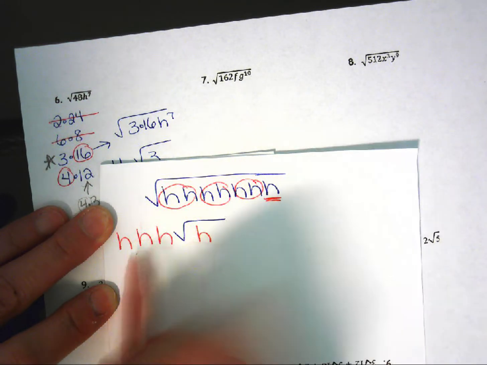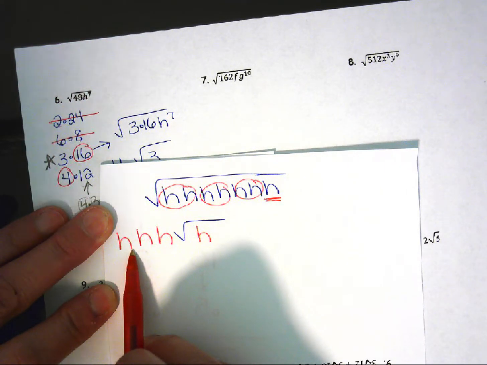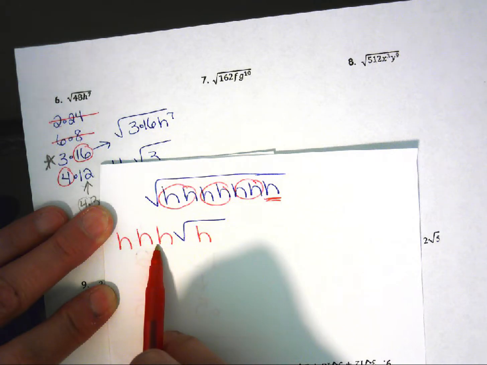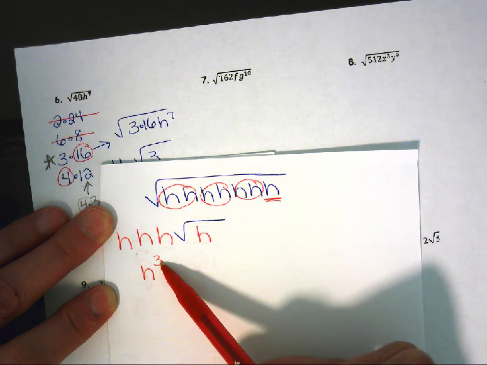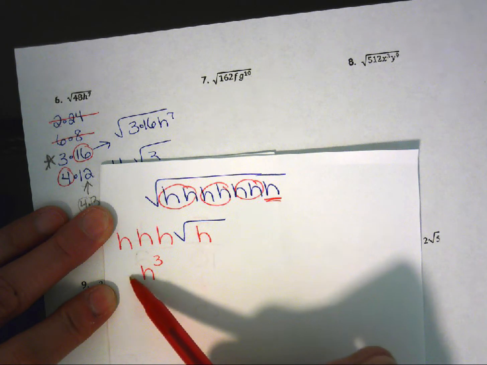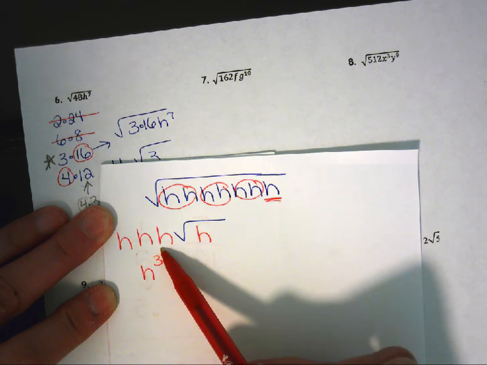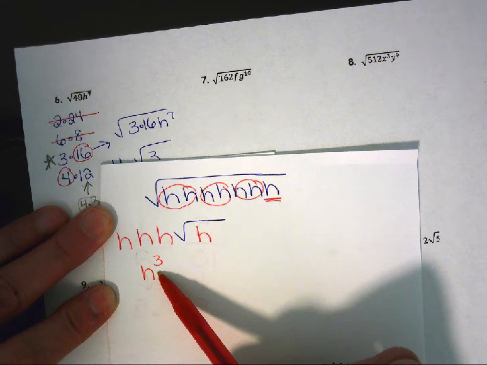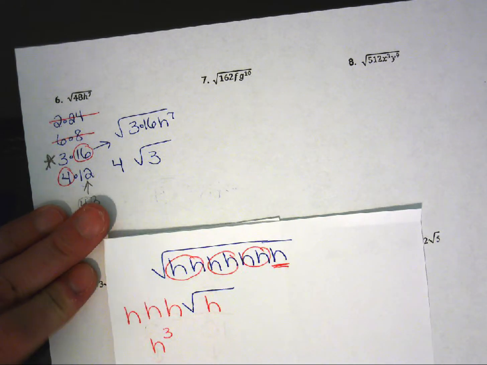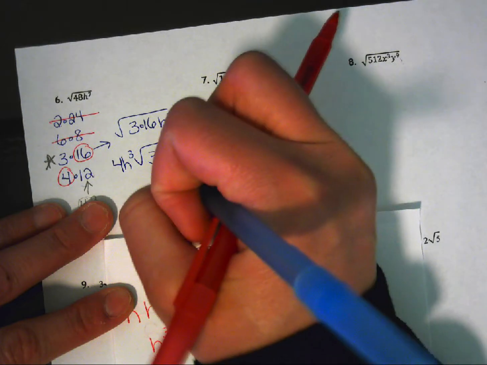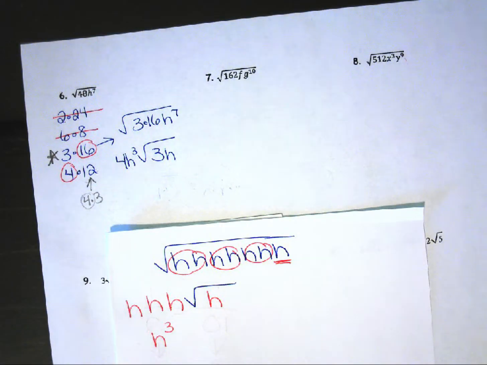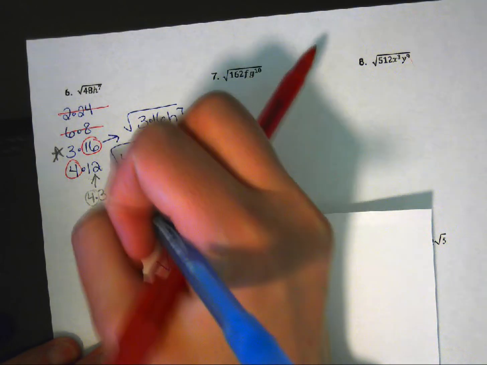Now, if I didn't explain this, this is back from chapter 6. How do you write this? You write this as h cubed. The 3 is an exponent, not a coefficient, okay? So make sure you're writing that properly. That is from chapter 6. So now I've got h cubed out with an h left under. And that is the correct answer.